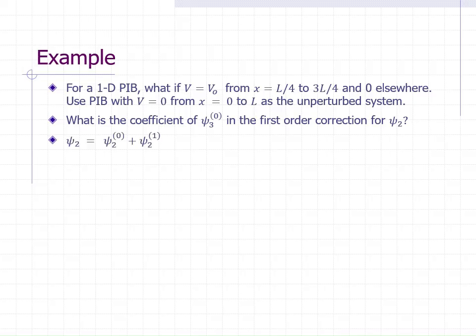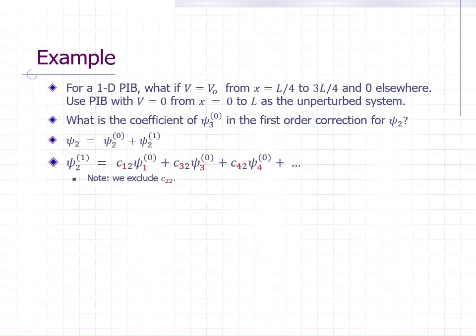Recall that in the first-order approximation, the wave function psi sub 2 is the sum of the zeroth-order wave function and the first-order correction. The first-order correction is a linear combination of all the unperturbed wave functions, except for psi sub 2 naught. The coefficient for psi sub 1 naught is c sub 1 2. The coefficient of psi sub 3 naught is c sub 3 2, and so on. The question is asking for the coefficient.